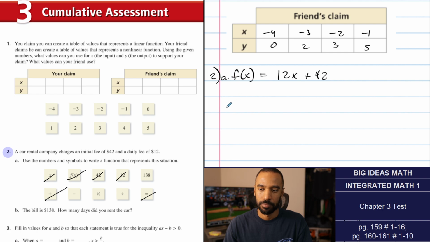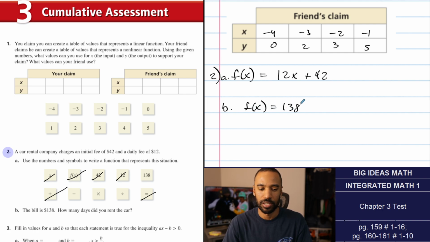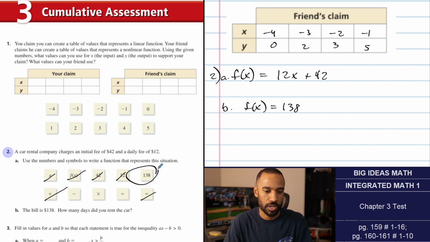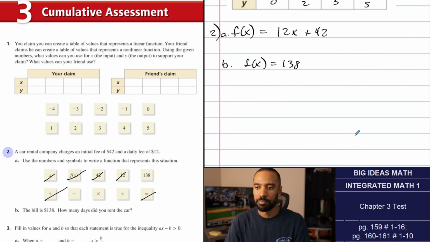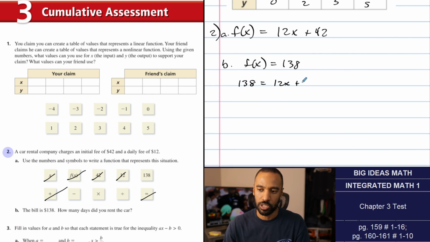Part B. The bill is $138. How many days did you rent the car? This is where f of x represents $138. I guess that's where the 138 comes from. We shouldn't know that information yet, but now I guess we do, right? Now we use it. So we're now going to say an equation, 138 equals 12x plus 42.